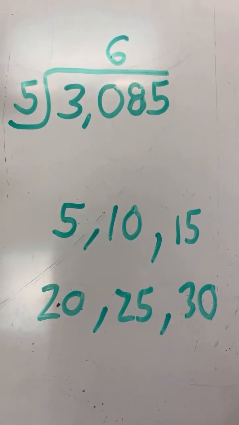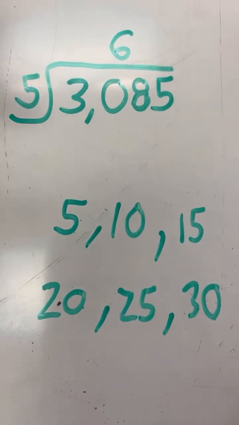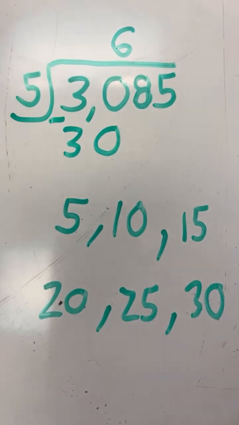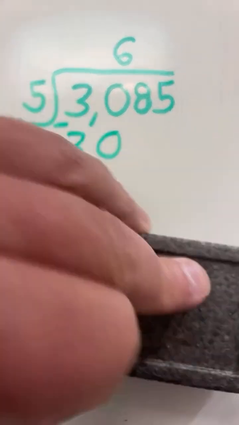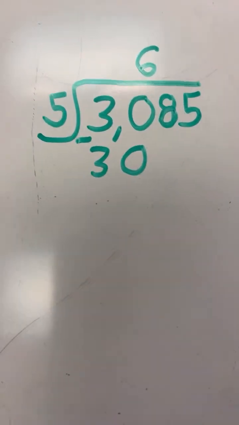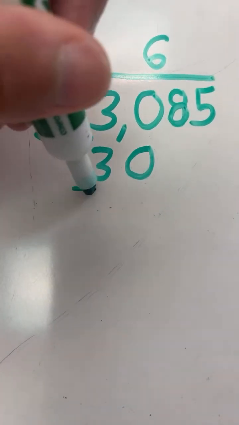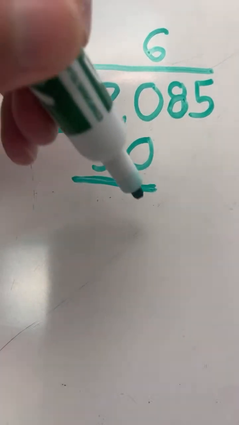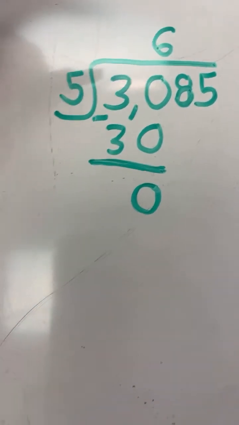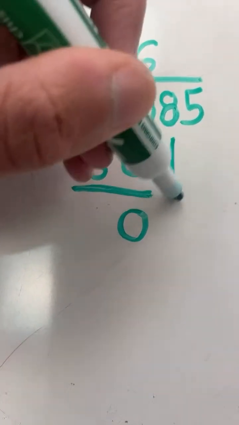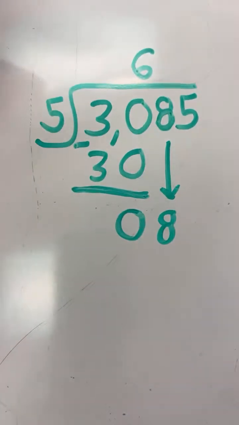Now we were able to get exactly to 30 counting by 5s. So 30 is what we subtract to find our remainder. Pretty sure there's not going to be a remainder here. I'm not pretty sure, I know. 30 minus 30 equals 0, no remainder. Next step, we bring down the 8 so that 0 becomes an 8.